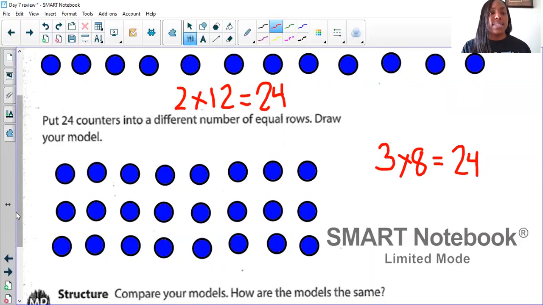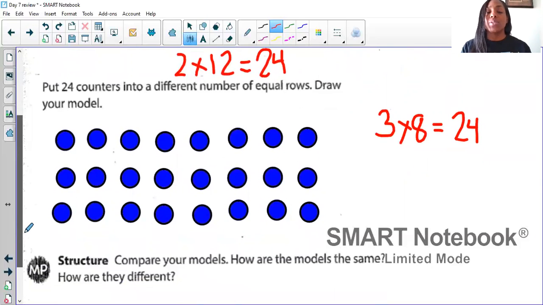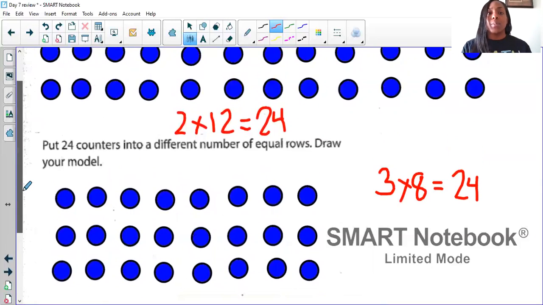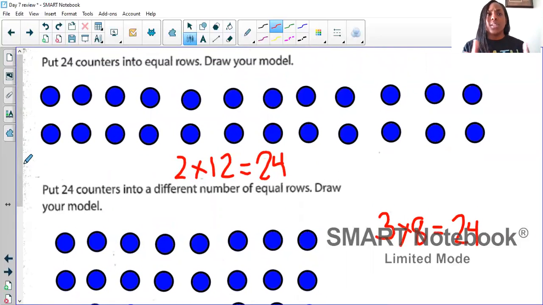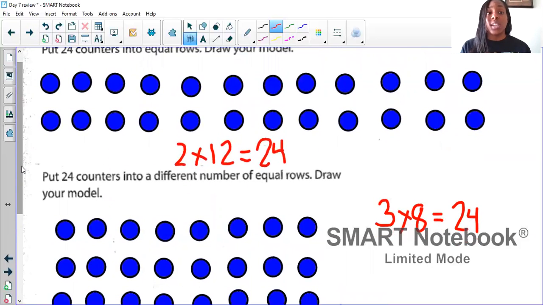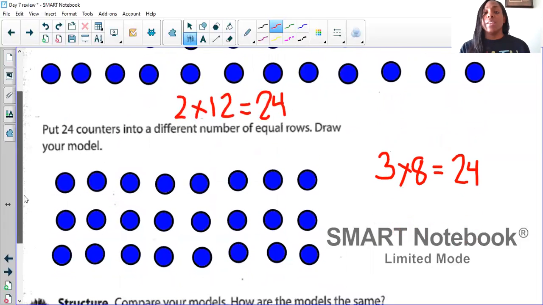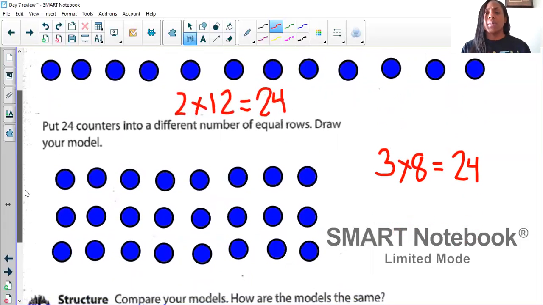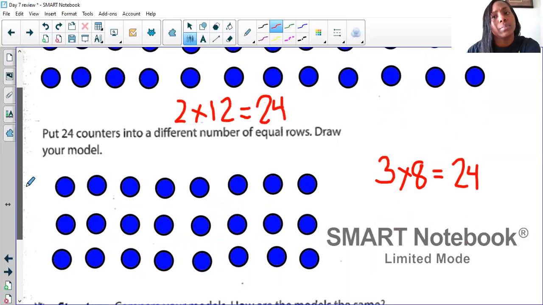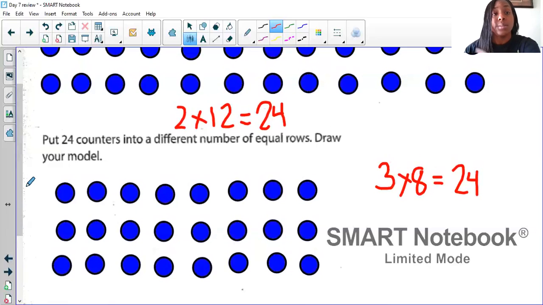So let's go ahead. It says compare your models. How are the models the same? Well, they're the same because we divided them into equal rows and columns, right? So how are they different? Well, we did 2 times 12 equals 24 at the top, and 3 times 8 equals 24 at the bottom. Now, how about you? What did you do? Not bad. And it equals 24? Awesome. Good job. Let's go ahead and move on.